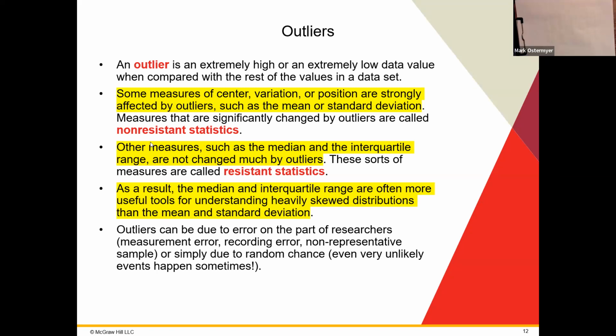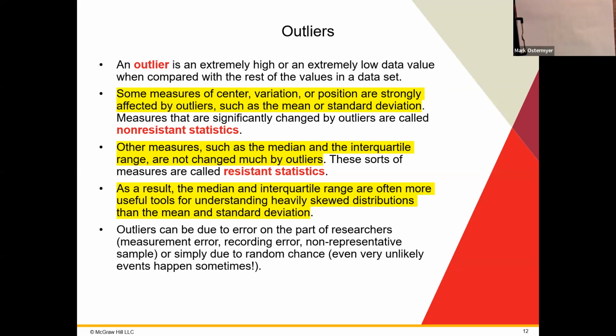So again, an outlier is an extremely high or an extremely low data value when compared to the rest of the data values in a data set. And they kind of stick out like a sore thumb. They kind of slap you in the face and say, I don't really belong to the rest of this data.